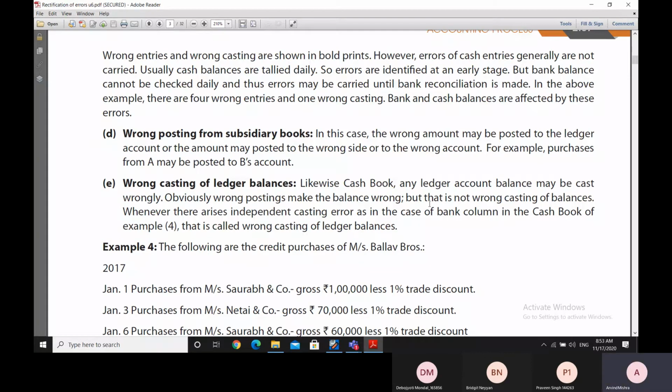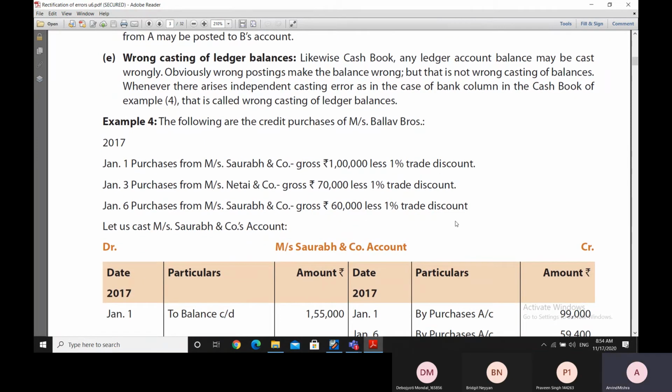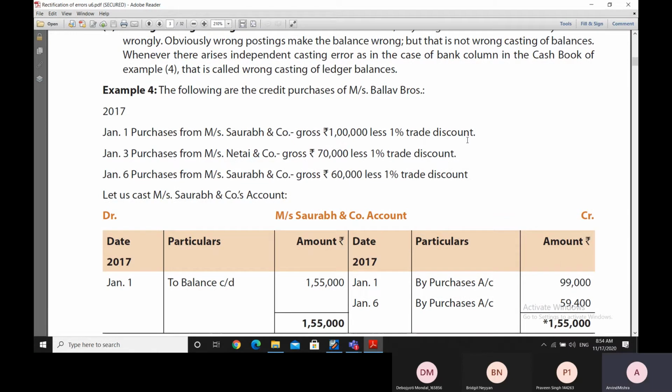But that is not wrong casting. Independent casting error can occur in the case of bank column, as we have seen in the above example, as we can see in example 4 below, and that is called the wrong casting of the ledger balance. When we say wrong casting, that means there is an independent error in the totaling of the ledger balance. Now let us see example 4.